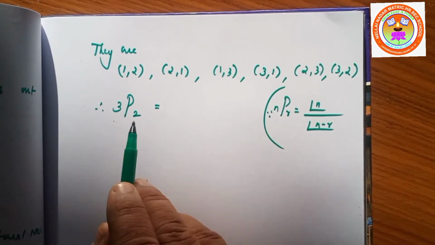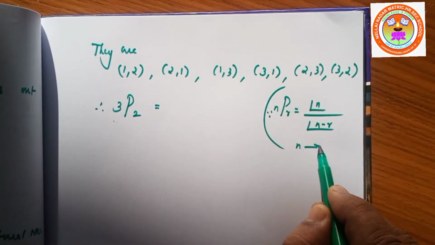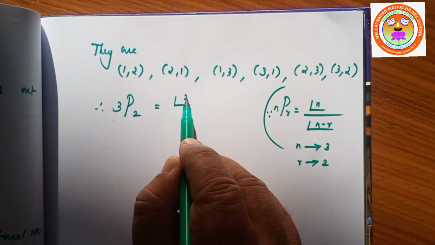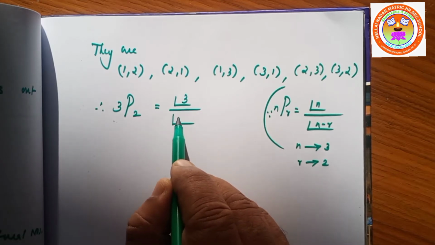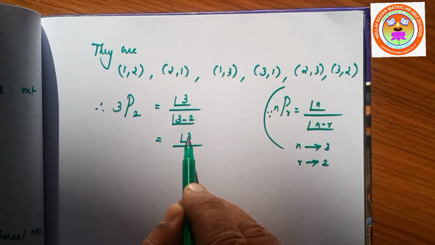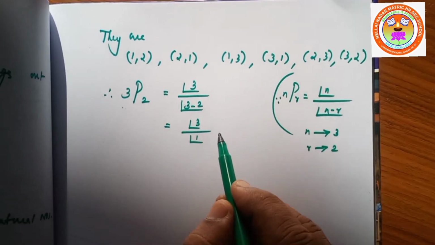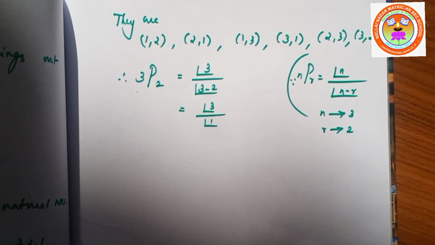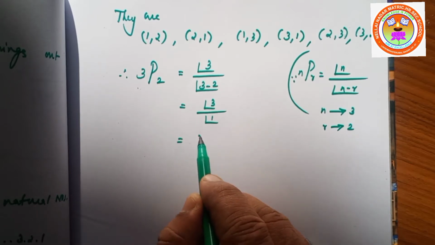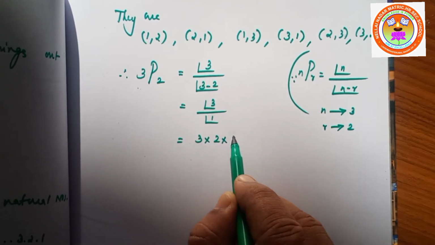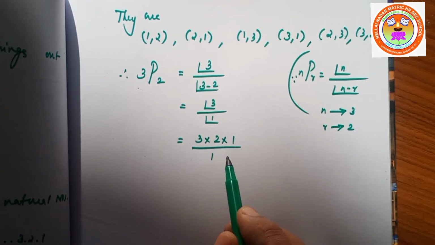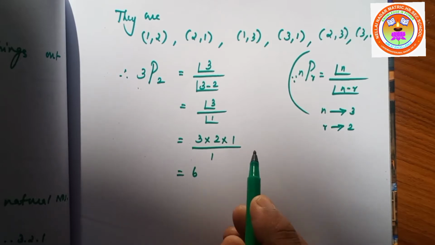According to this formula, n is equal to 3 and r is equal to 2. Substitute over here. We get factorial 3 divided by factorial 3 minus 2, that is factorial 1. Factorial 3 is the continuous product starting with 3 and reducing 1 each time, 3 into 2 into 1, divided by factorial 1, which is 1 only. So 3 twos are 6.